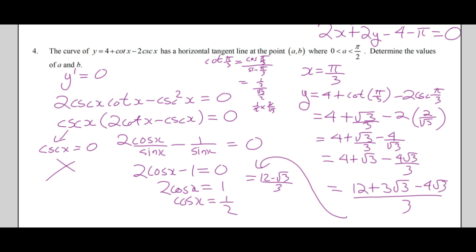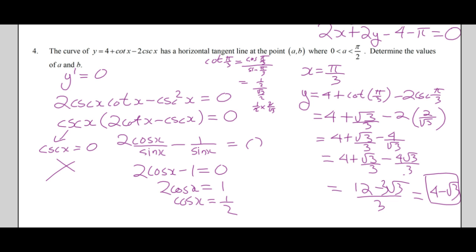Okay, so then that doesn't need to be multiplied. Okay, so what do we got? 12 minus, no, minus 3 root 3 over 3, which is 4 minus root 3. There we go. Okay, so the point is pi over 3 and then 4 minus root 3. Wow, tripped up by cotangent. All right, let's move on.